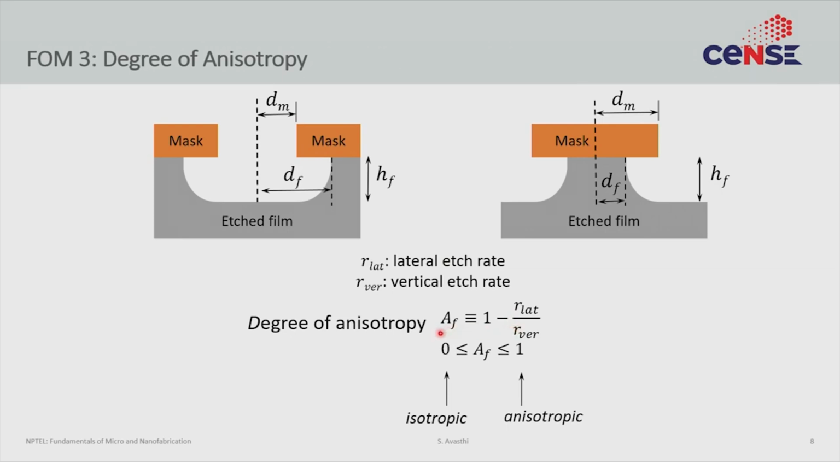So, you calculate a parameter called AF, which is equal to 1 minus the lateral etch rate divided by the vertical etch rate. Now, if the solution is exactly isotropic, then the lateral etch rate would be equal to the vertical etch rate and the value of AF would be 0. So, 0 degree of anisotropy means the etch is exactly isotropic. If on the other extreme your lateral etch rate is 0, then the value of this parameter AF is 1, which is the case of a completely anisotropic etch. The real world, which is in the middle of 0 and 1, tells you how anisotropic your etch really is.